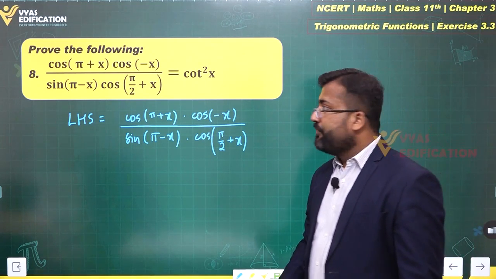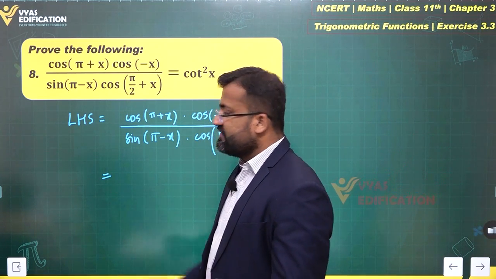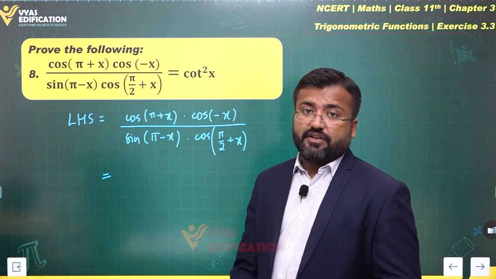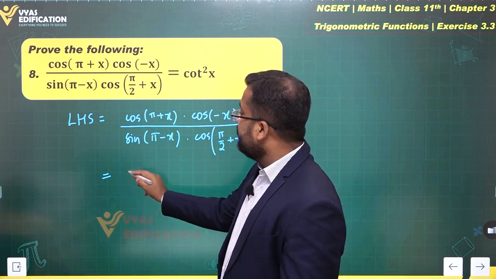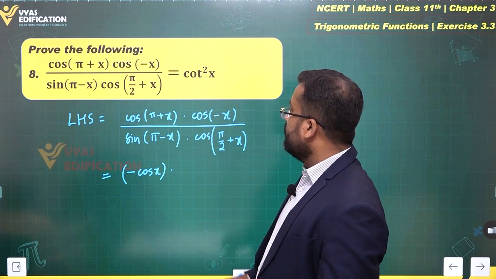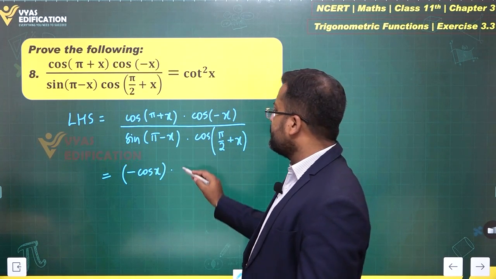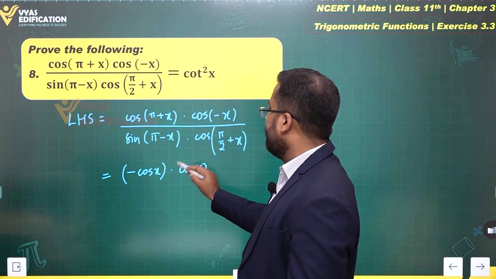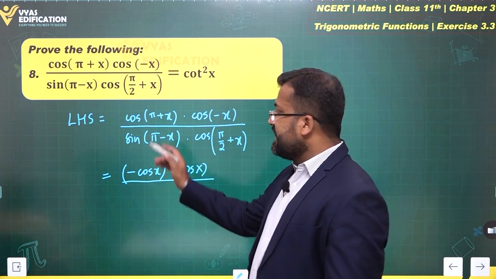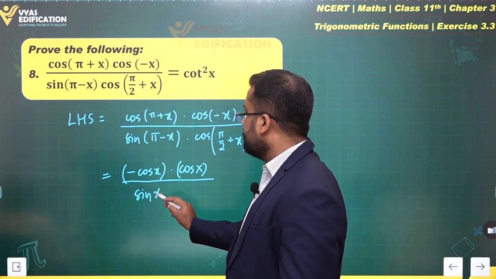So what are we supposed to do? We are supposed to find the value of cos pi plus x first. Cos of pi plus x means this angle is lying in the third quadrant, right? In the third quadrant, cos is negative. This is minus of cos x. Okay, times, what is this equal to? Cos of minus theta is same as cos theta. This is cos of x only. What about the denominator? Sine of pi minus x. This is the second quadrant. Sine is positive. This is simply sine of x.